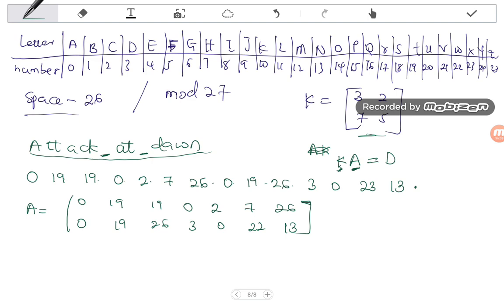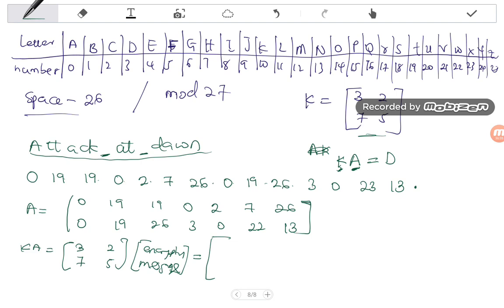So we're going to multiply the key by this encrypting matrix, and that will give us the encrypted matrix. Let's do that. We have K times A, where K is 3275. Multiplying the key by the encrypting message will give us our encrypted message.